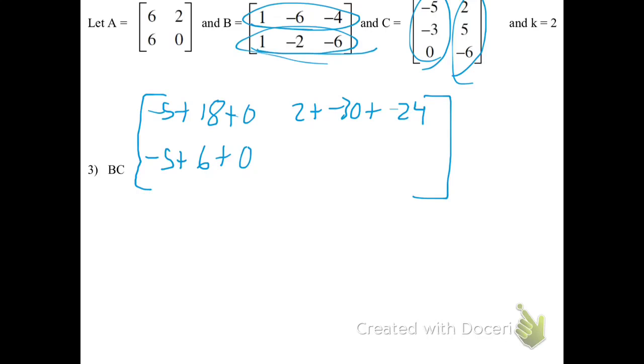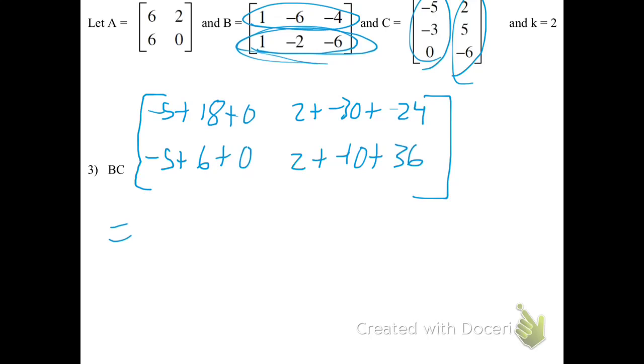And we got to do second row times second column. 1 times 2 is 2. -2 times 5 is -10. Remember, you're always adding between all of these. -6 times -6 is positive 36. And we got our matrix, at least an intermediate step.